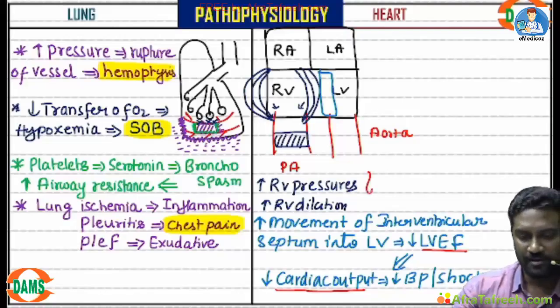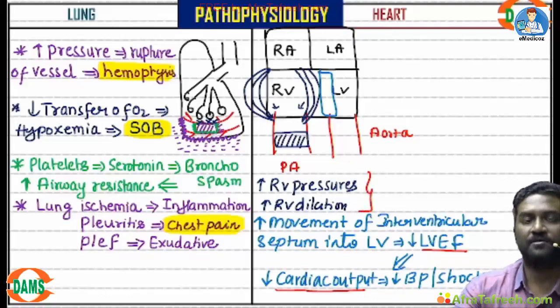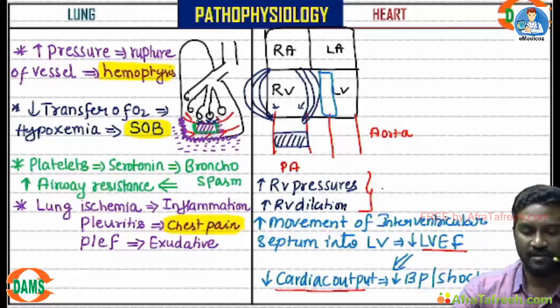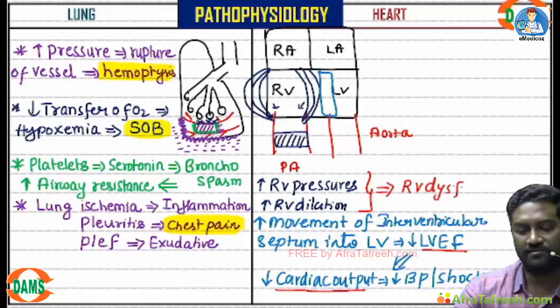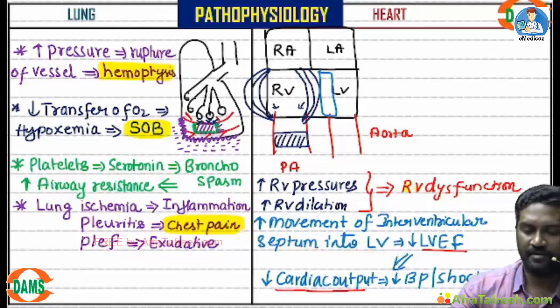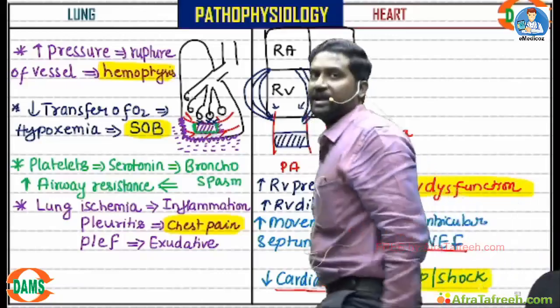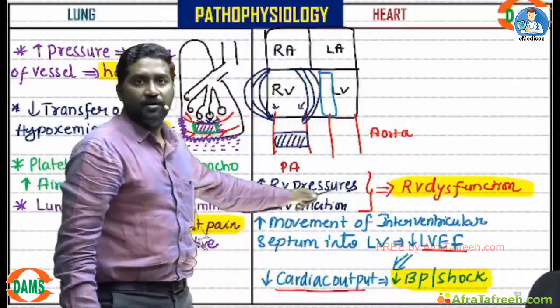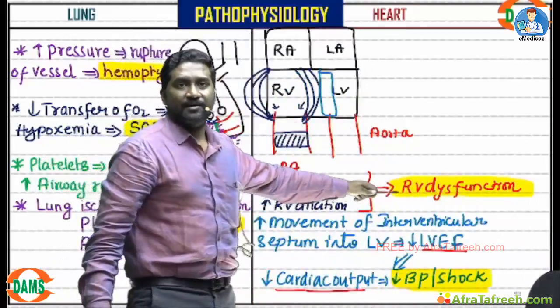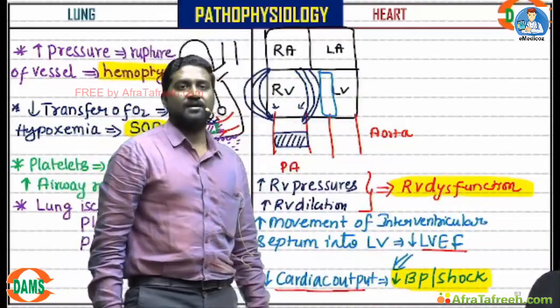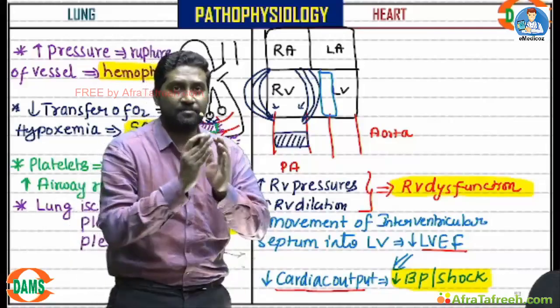Now my right ventricle is never used to such high pressures. Whenever there are increased pressures in the right ventricle, it will eventually give up, resulting in right ventricular dysfunction. Now if you notice the changes happening in the heart, there can be right ventricular dysfunction, decreased BP, ultimately the patient landing up in shock.